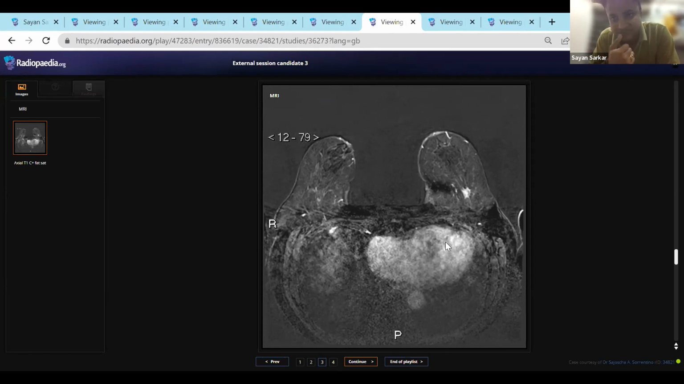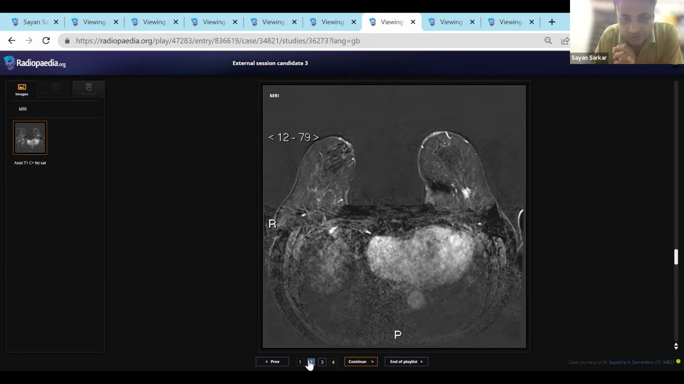Other things that you see are the kinetic pattern: type 1, type 2 versus type 3 curve that you told. You see any non-mass enhancement. If there is any non-mass enhancement which you cannot correlate on the T1, T2 images, then you have to be suspicious about that area. And if you cannot localize the area in ultrasound, you may have to go for MR guided sampling. Okay, but those things won't come probably in your exam.